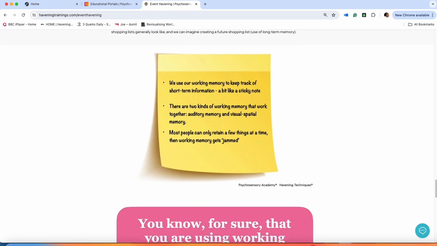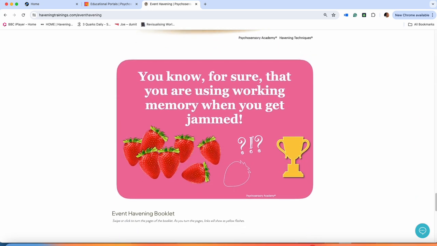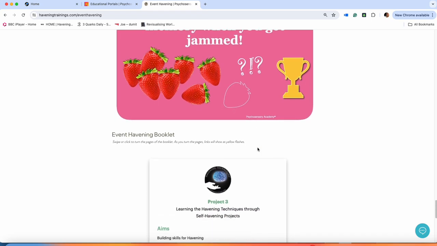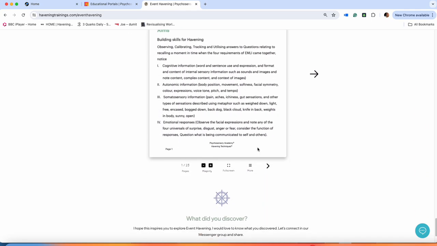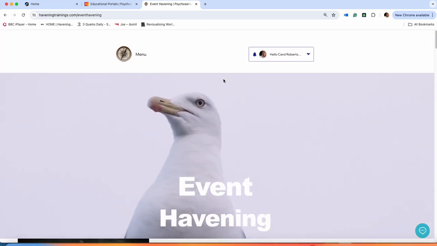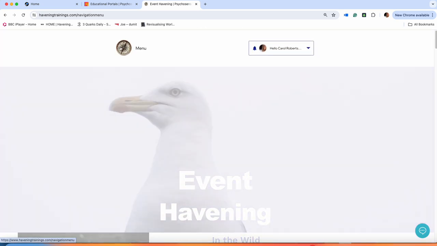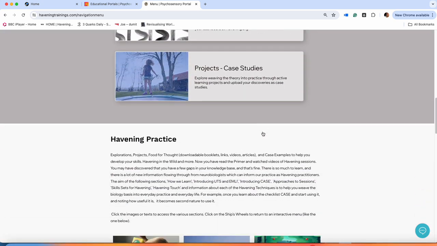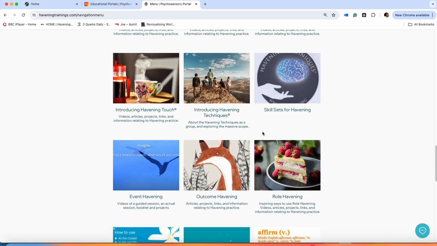I like this metaphor about being like a sticky note. And we know that we've done a really good working memory activity when we get kind of jammed, when we draw a blank. So there's a project there you can do. Again, we can come out of here. You can imagine each of the techniques has information like that, so you can click on any one.